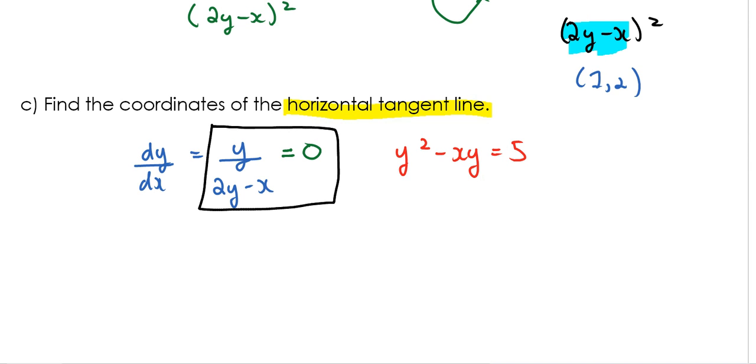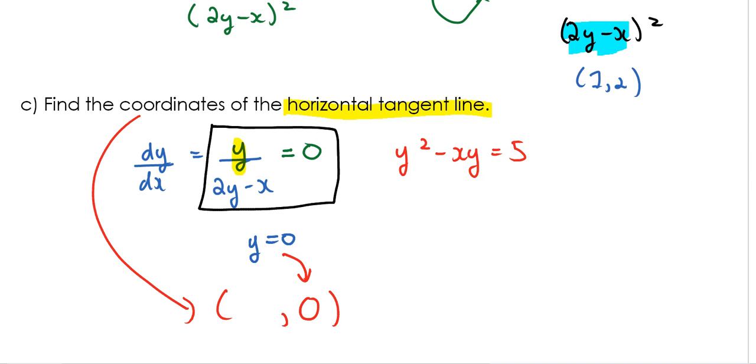And for a problem like this, whenever you have a fraction equaling 0, you have to remember that a fraction is equal to 0 when the numerator is equal to 0. So here's my numerator, which is just y. If I set my numerator equal to 0, I just get y equals 0. Okay, that's great. So the question is, I want to find the coordinates of the horizontal tangent line. So I know my y value: y equals 0.